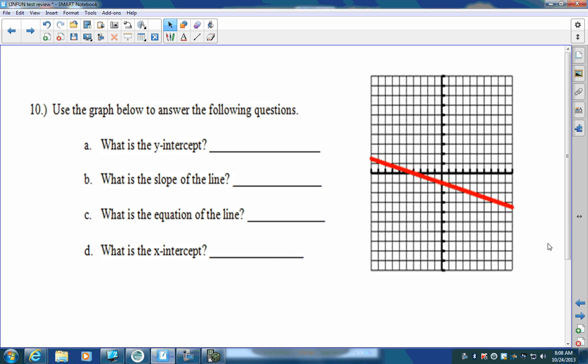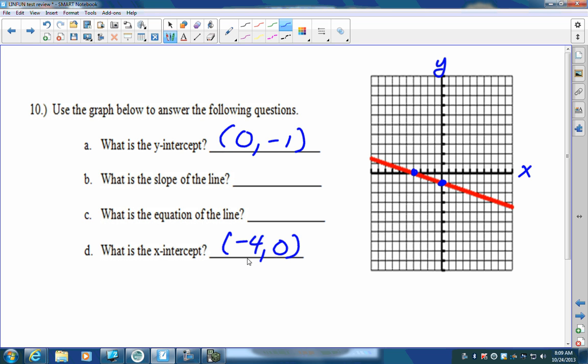All right, on number 10, it says the y-intercept. Again, some of you need to label x and y to help you remember. The y-intercept is right here where it crosses the y-axis. It's at negative 1. It needs to go in the y spot when you write it. I'm going to skip down here and do the x-intercept. 1, 2, 3, 1, 2, 3, 4. It should be negative 4, 0. Make sure your number is in the x spot.